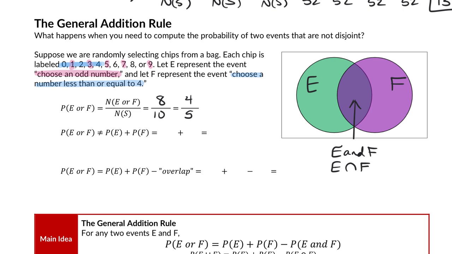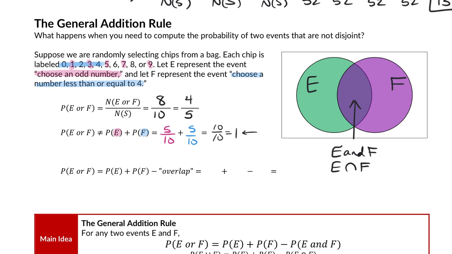However, if I were to use the old formula, which just said to add up the individual probabilities, we're going to do the probability of the pink one happening. How many pink numbers did I highlight? 5 out of the 10. And if F is my blue highlighting, the numbers that are less than or equal to 4, how many blue numbers did I highlight? 5. What's 5 over 10 plus 5 over 10? 1. Yeah, 10 over 10, or 1.